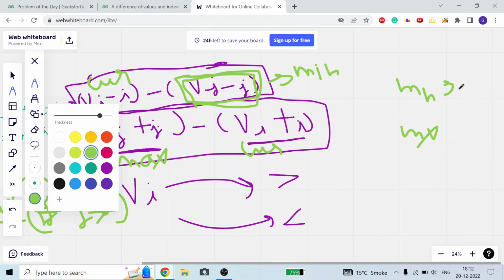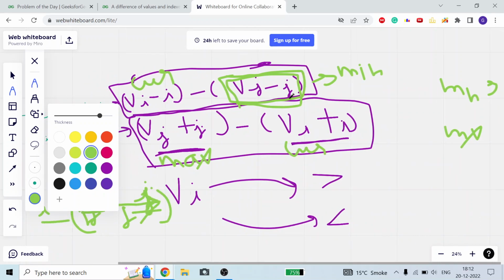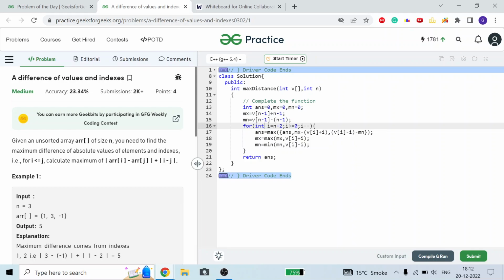So what is mn? Minimum of mn, meaning the already settled value, and vj minus j, and mx will store the maximum value of vj plus j. Okay, so give it a look. This is O(1) space complexity and O(n) time complexity. We are traversing the loop just once. Answer is equal to 0. mx and mn are both initially 0.